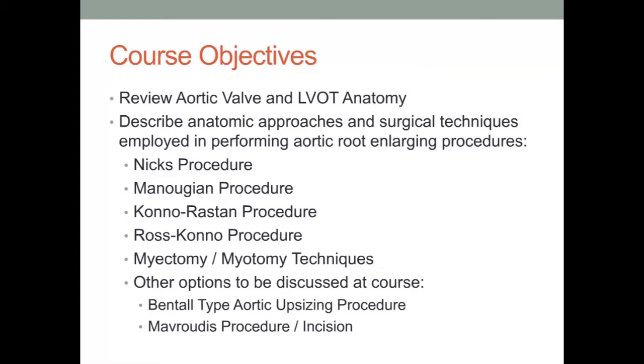We will focus upon posterior enlarging techniques such as the Nix and Manougian procedures, as well as anterior enlarging strategies including the Konno-Rastan Aortoventriculoplasty as well as the Ross-Konno aortic valve replacement procedure. Any discussion of root enlargement procedures also requires an understanding of myectomy and myotomy anatomic considerations and techniques for the left ventricular outflow tract. Finally, at the course itself, some other options including the Bentall type aortic upsizing procedure as well as the Mavrutis procedure will also be discussed and described.